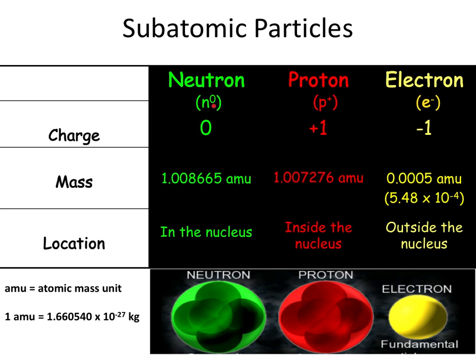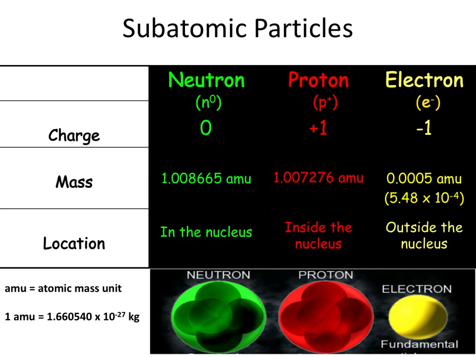Now, the superscript that is represented on each of these symbols you see here, or these abbreviations, corresponds to the charge on the subatomic particle. So neutrons, they are neutral, they have no charge. Protons have a +1 charge, and electrons have a -1 charge.